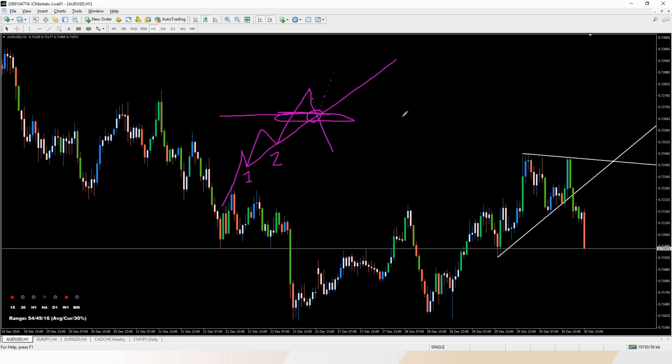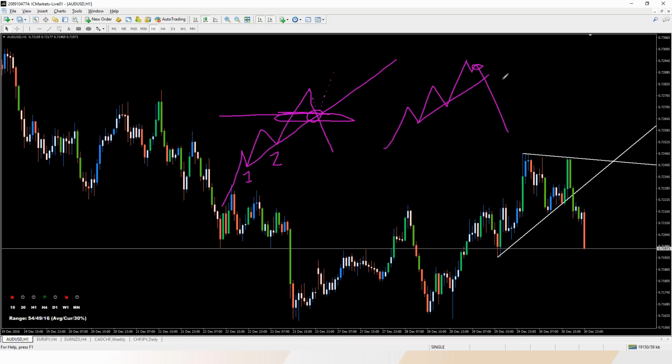But what we can also do is wait for price to then break the trend line. It breaks the trend line, and this is great because now once price breaks the trend line, we have qualified the area of supply that broke the trend line. And the area of supply that broke the trend line is this one here. This area of supply broke the trend line.